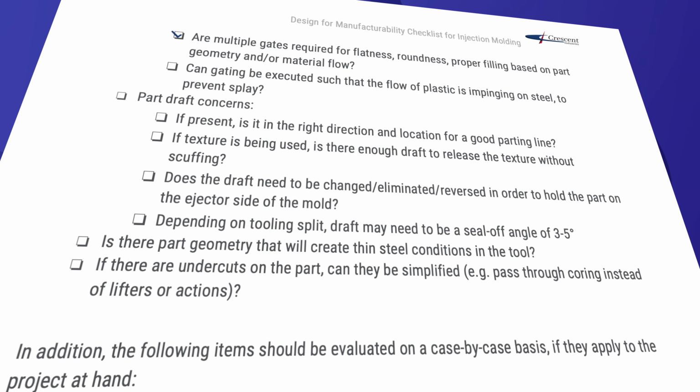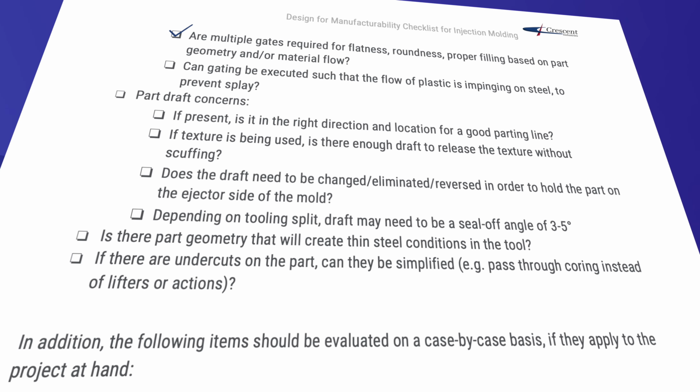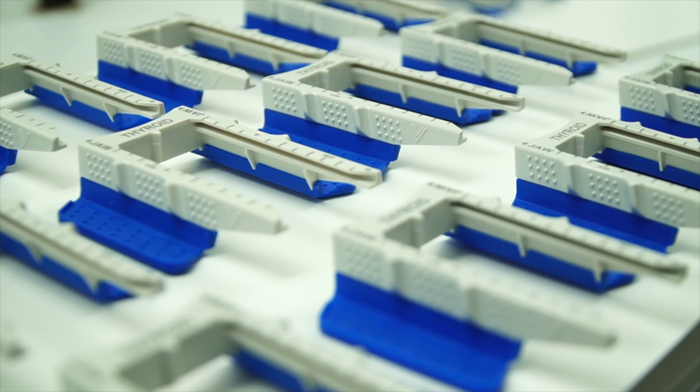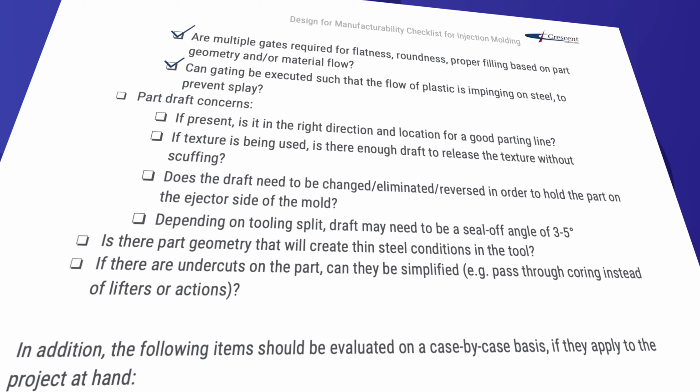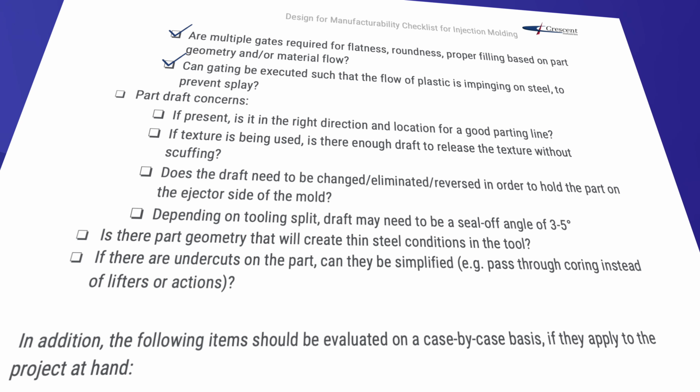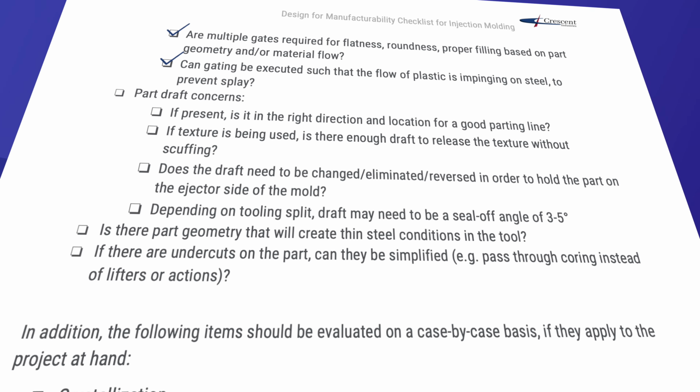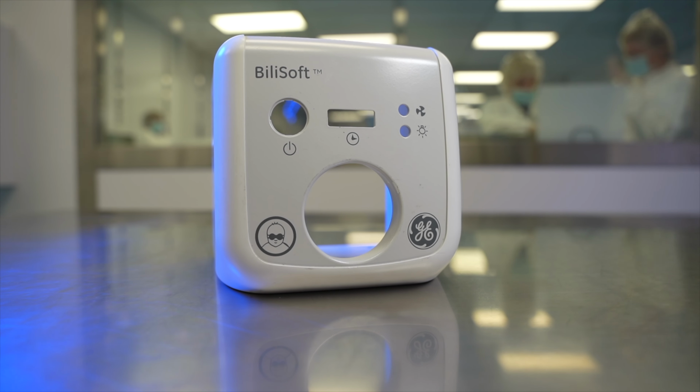In fact, some parts require multiple gates to achieve proper flatness, roundness, or overall fill. Multiple gates improve flow balance, but also introduce more weld lines, so there's always a trade-off that must be evaluated carefully. Gating can also be executed so that plastic impinges on steel rather than free-flowing in open spaces, helping to reduce jetting and moisture streaking, improving overall cosmetic appearance.